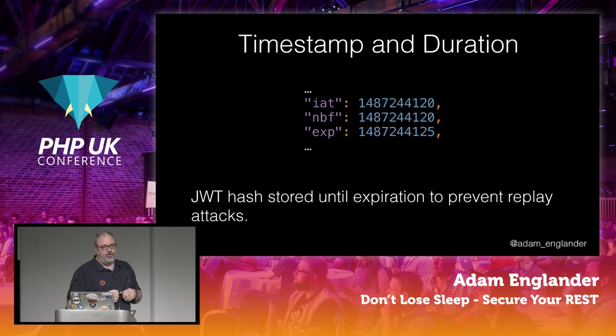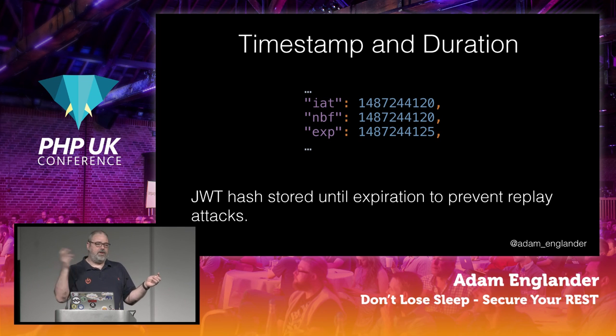Timestamp and duration. So the duration that we have is 5 seconds on our responses. We allow up to 5 minutes on the request so that we can have larger windows. But the thing that we do is we will hash the JWT and store it until it expires to make sure that you can't replay that same token ever again. Because between the JTI and the expiration, there's uniqueness.